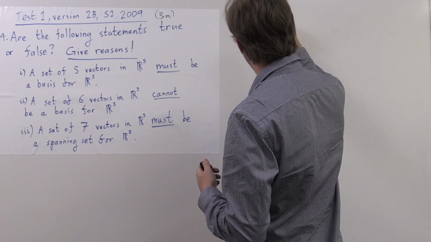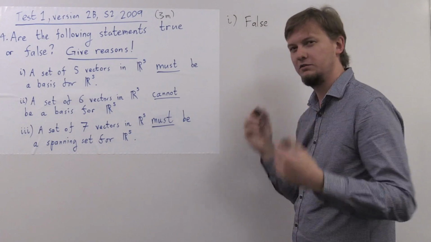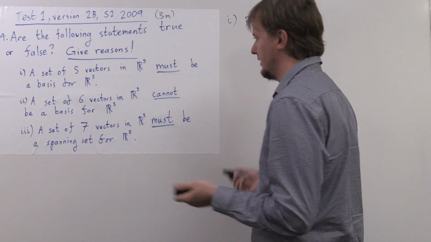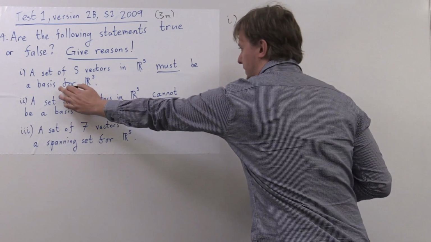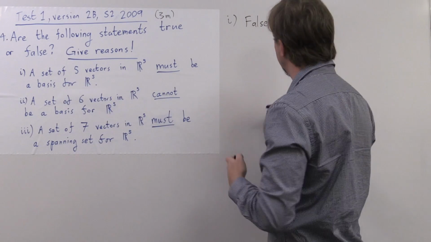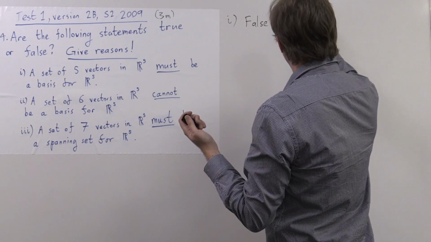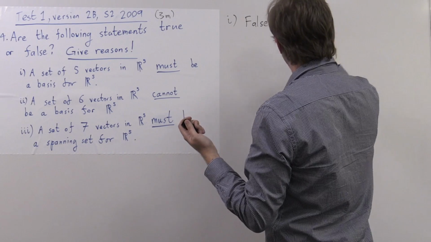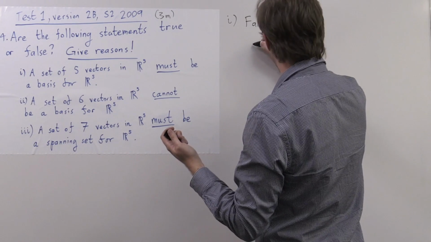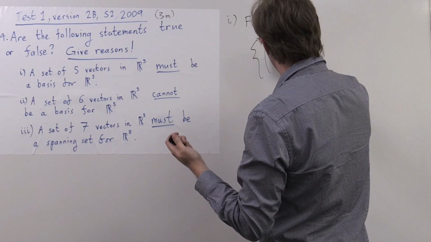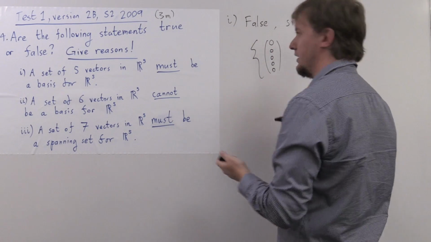Not every set of 5 vectors is a basis, because you could just choose 5 which are linearly dependent, and then they can't be a linearly independent spanning set or basis. So let's just give an example which fails. So false, since, well, let's take the following set. Say the set of vectors 0, 0, 0, 0, 0. That's already a pretty bad choice.